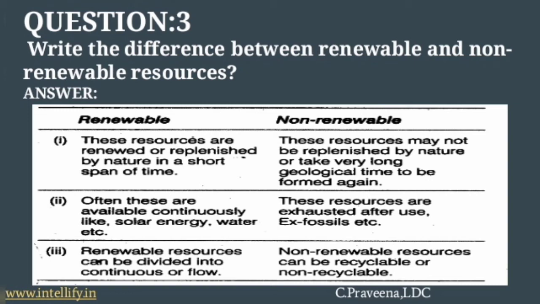Renewable resources can be divided into continuous flow. And then non-renewable resources can be recyclable and non-recyclable.